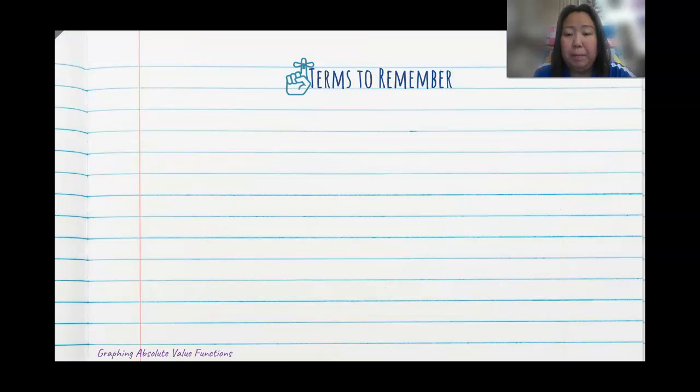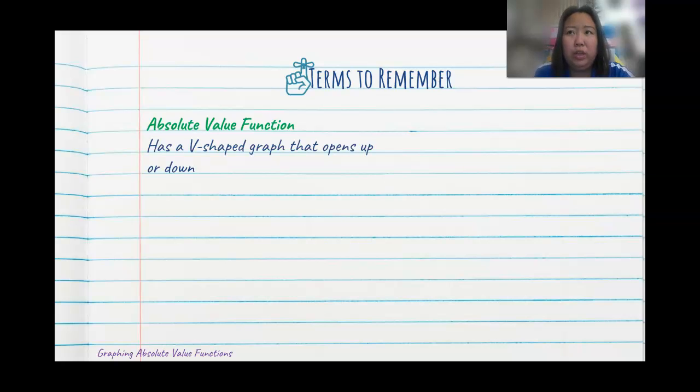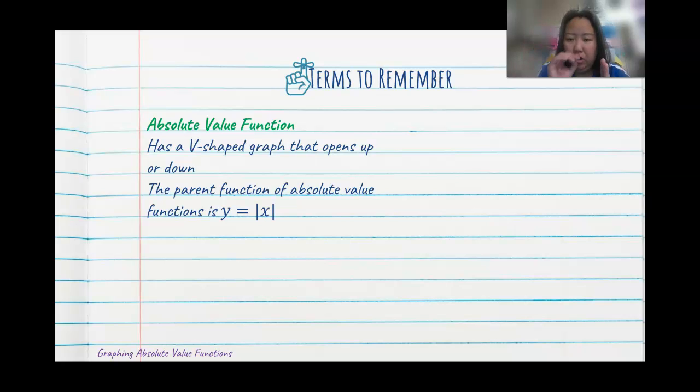So if you would remember, when we talk about an absolute value function, this is when your parent function has the two bars and then your variable x is in the middle, okay? Now, the graph of an absolute value function is V-shaped. So sometimes it's opening upwards, sometimes it's opening downwards. So it just depends on how your equation looks, all right?